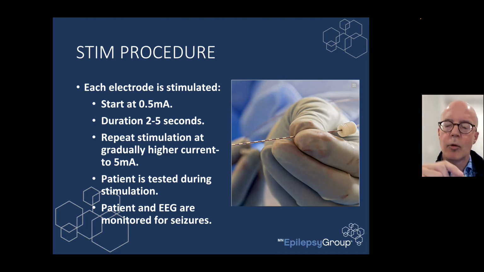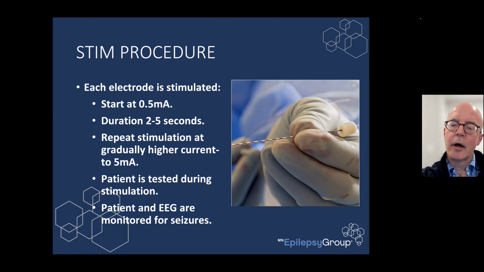So the stim procedure itself: each electrode is stimulated. Usually you start at 0.5 milliamps and you do 2 to 5 seconds of stimulation, and you do your testing for function. You see if you can trigger seizures. So they're done at the same time, by the way. For each stimulation, you're testing with the finger tapping and the naming and all that, but you're also seeing if you're going to have seizures as well. So they're done simultaneously.